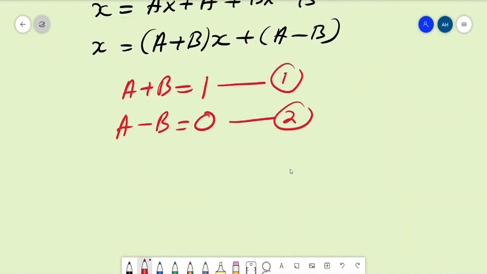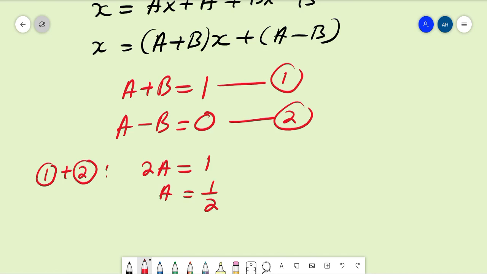Now maybe we can cancel b first. Let's add equation number 1 with equation number 2 and see what we get. We have a plus a, we have 2a. Okay, b plus negative b is cancelled, we have 0. And on the right hand side, 1 plus 0 is equal to 1. Therefore, a equal to 1 half. Okay, we got the value for a already.